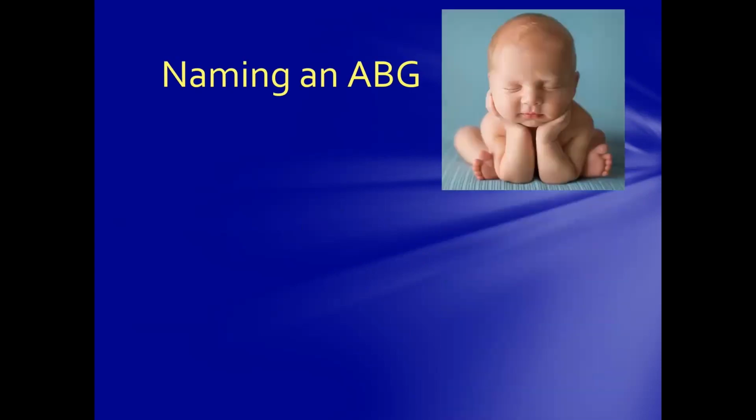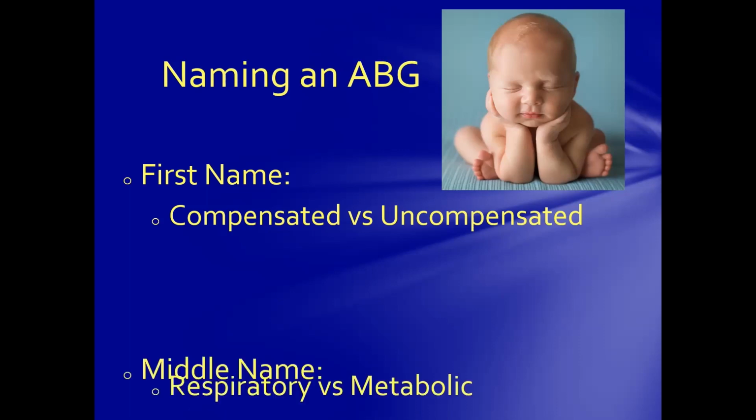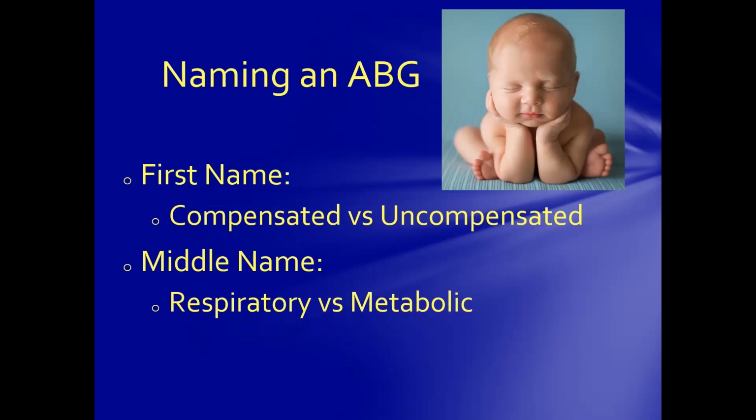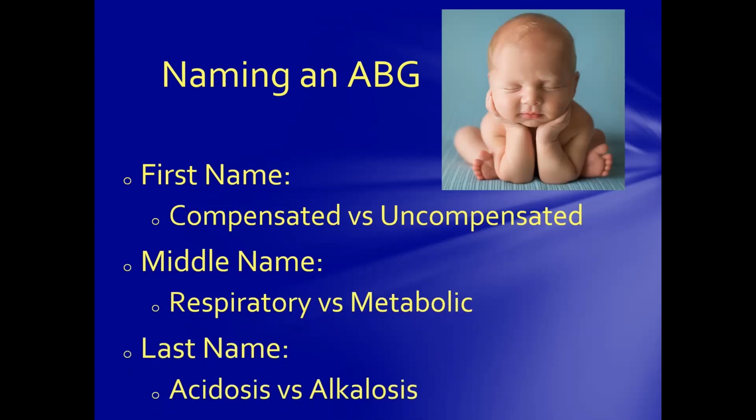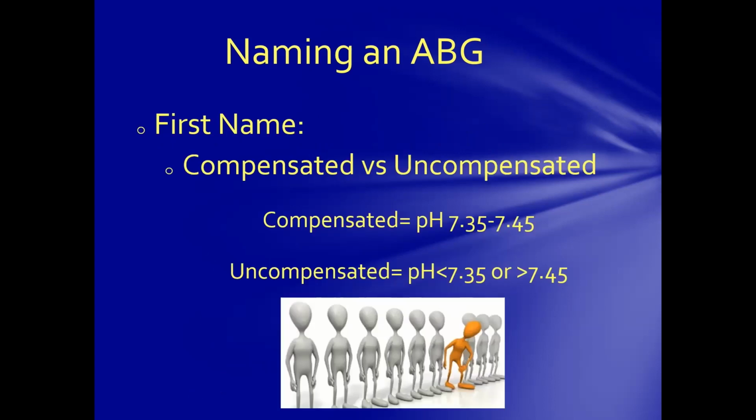In order to do this, we're going to travel to the land of ABG. So when we're naming an ABG, you have your first name, which is compensated versus uncompensated, your middle name, respiratory versus metabolic, and your last name, acidosis versus alkalosis. So the first step in naming an arterial blood gas is to look at your pH. Your first name is either compensated or uncompensated. If your pH is normal, 7.35 to 7.45, your first name is compensated.